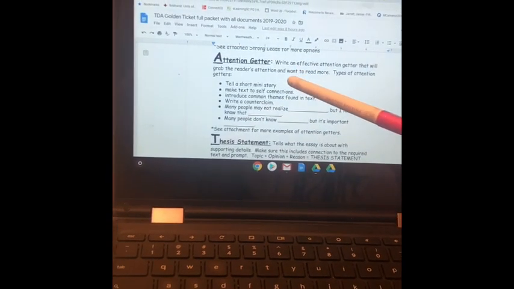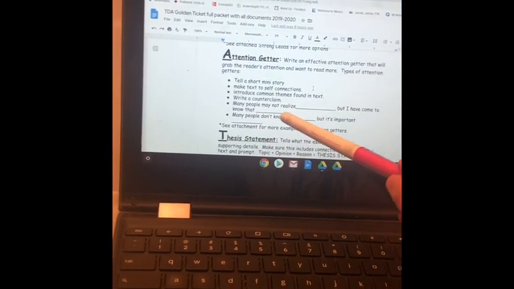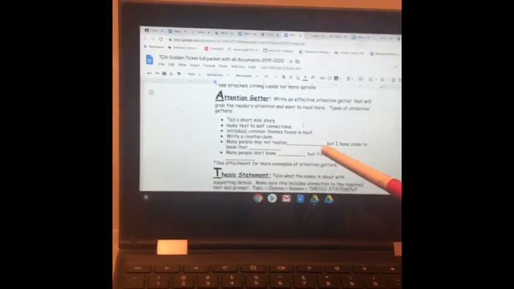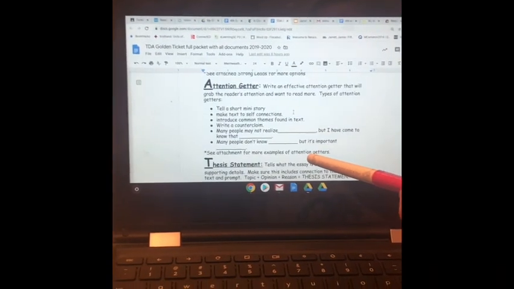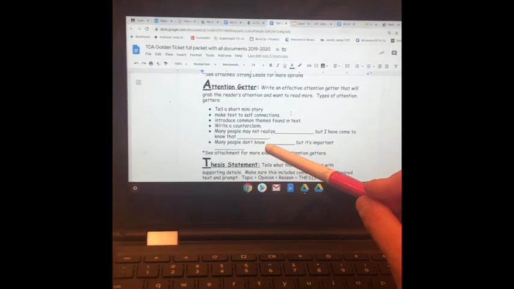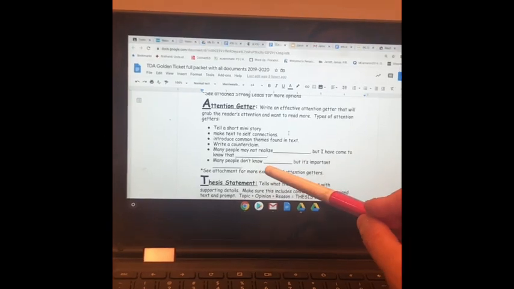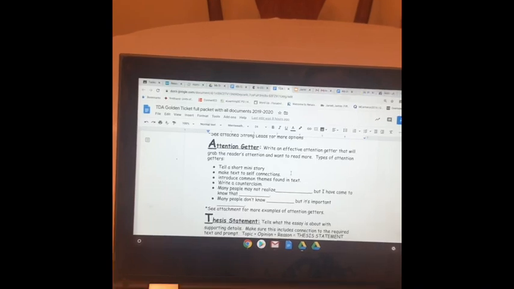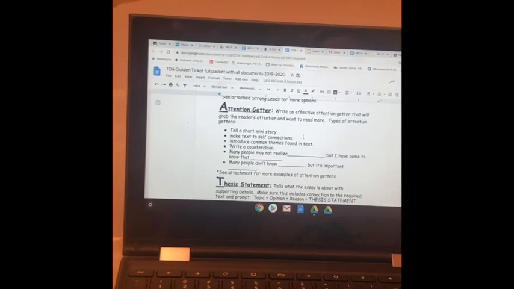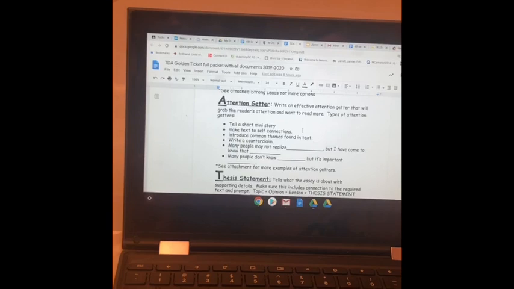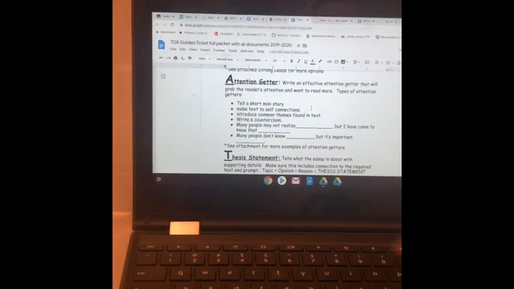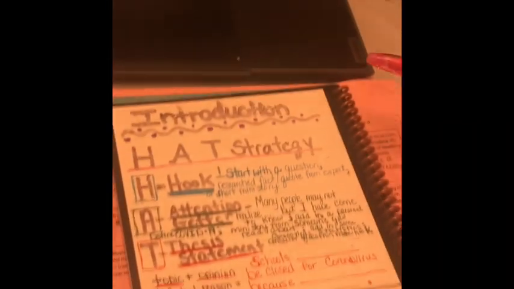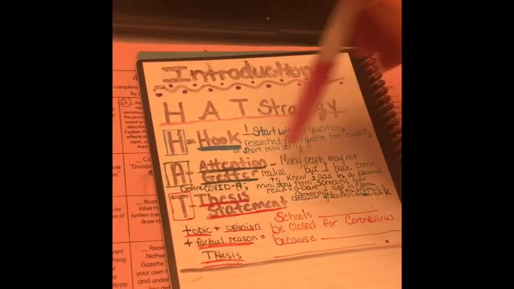you could write a mini story. You could say many people may not realize, and then fill that in, comma, but I've come to know. Or you could say many people don't know. You could say maybe people do not know that children do not experience symptoms, but it's important to know that they may still be highly contagious and spreading the disease. So you could use that as well. So that's what my A is, my attention getter.